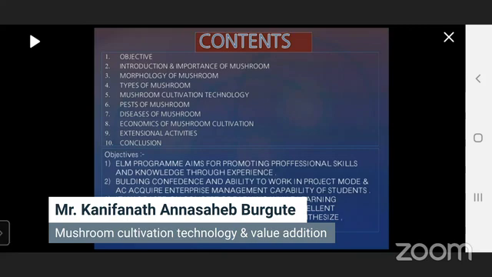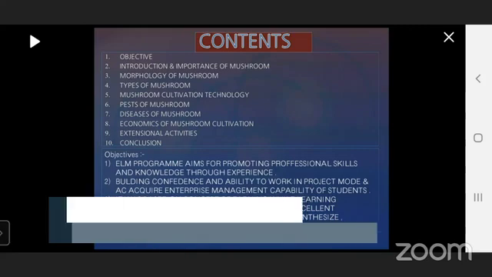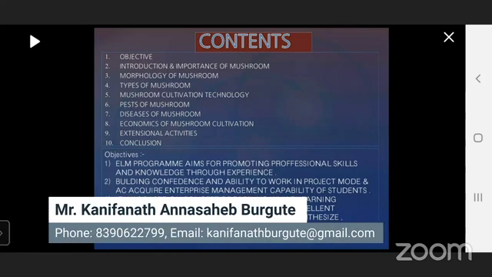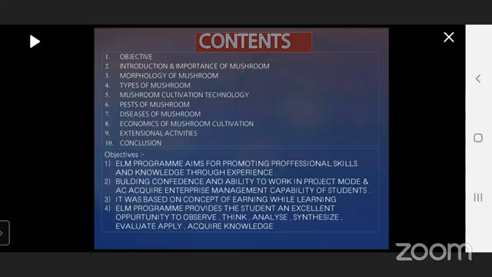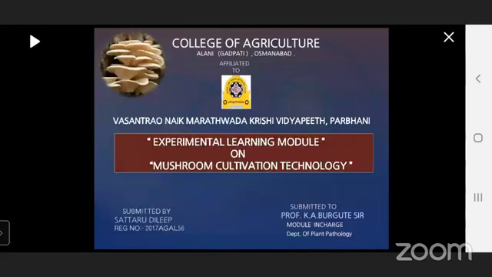So in this presentation, we will see the objective of mushroom cultivation, then introduction and importance of mushroom, morphology of mushroom, types of mushroom, that is edible or non-edible. Then mushroom cultivation technology, meaning what is the procedure for cultivation of mushroom. Then pests of mushroom, diseases of mushroom, economic importance of mushroom, and some extension activities and some value addition in mushroom.